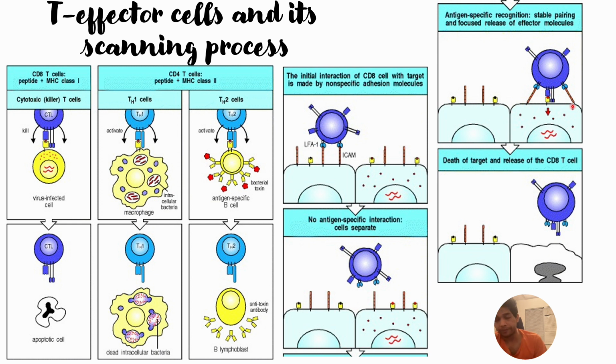After the T cell performs its function, it will disengage itself from those affected cells and start to rescan another potential target. So this is how T effector cells function, and how they scan through the different potential targets.